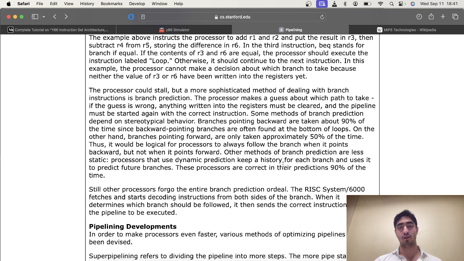Thus, it would be logical for processors to always follow the branch when it points backward, but not when it points forward. Other methods of branch predictions are less static. Processors that use dynamic prediction keep a history for each branch and use it to predict future branches.